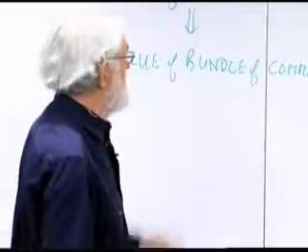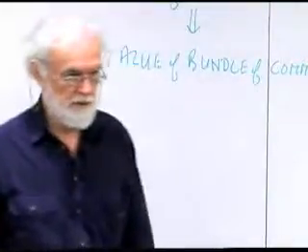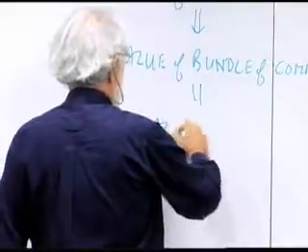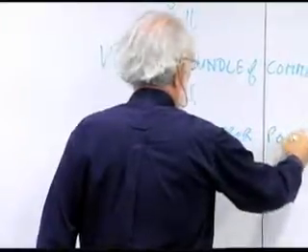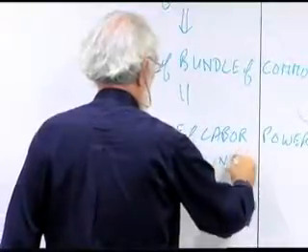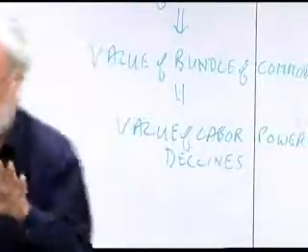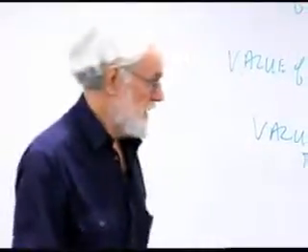So what happens to the value of this bundle of commodities when there's rising productivity? Falls. Therefore, the value of labor power declines. Not in terms of what people are physically receiving. You still get the same bundle of commodities, right? But they just cost you much less. The value has gone down.